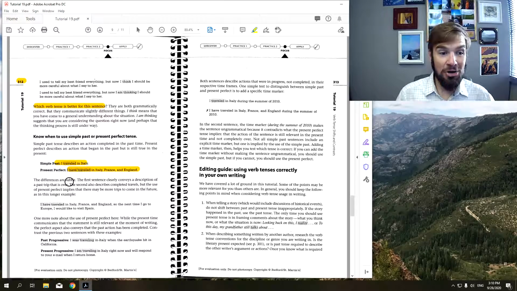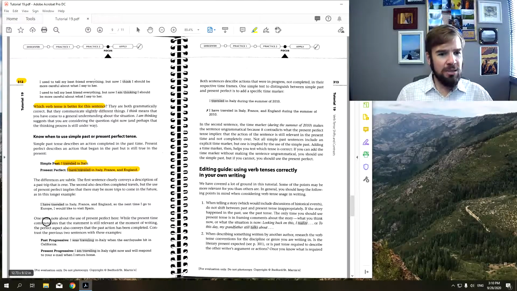The differences are subtle, as Professor Ferris says. The first sentence clearly conveys a description of a past trip that is over. The second also describes completed travels, but the use of present perfect implies that there may be more trips to come in the future, as in this longer example: I've traveled in Italy, France, and England, so the next time I go to Europe, I would like to visit Spain.